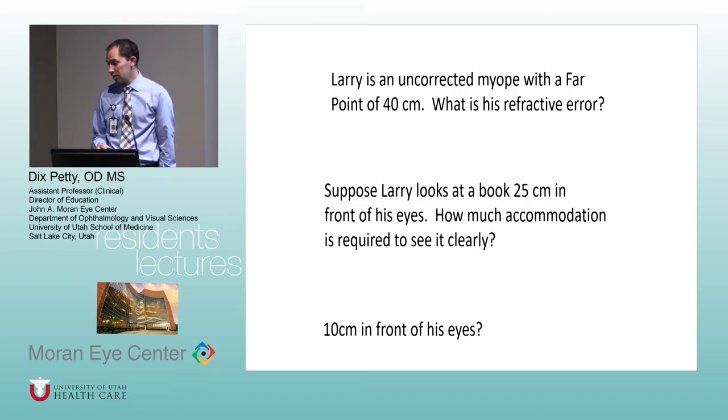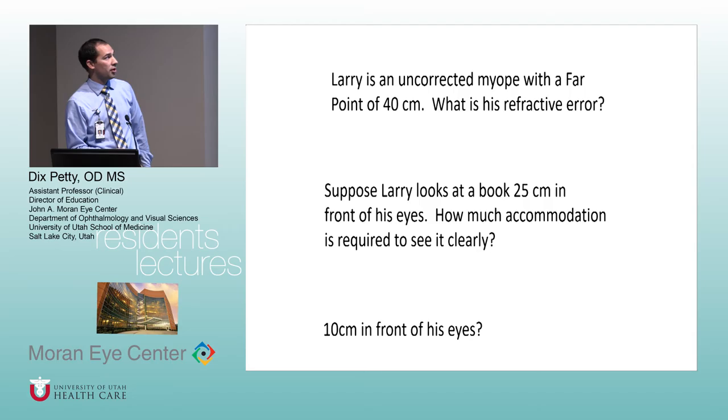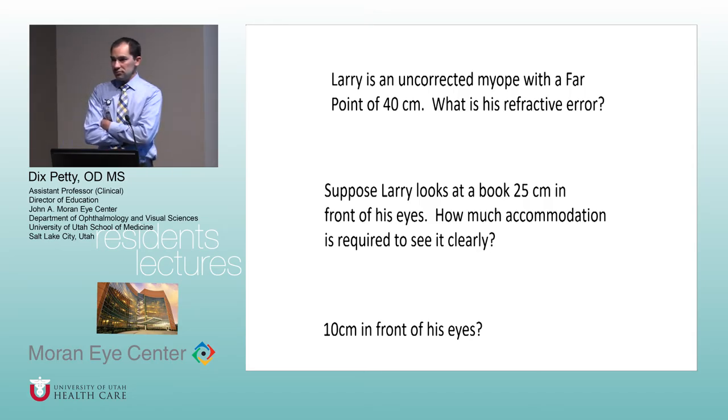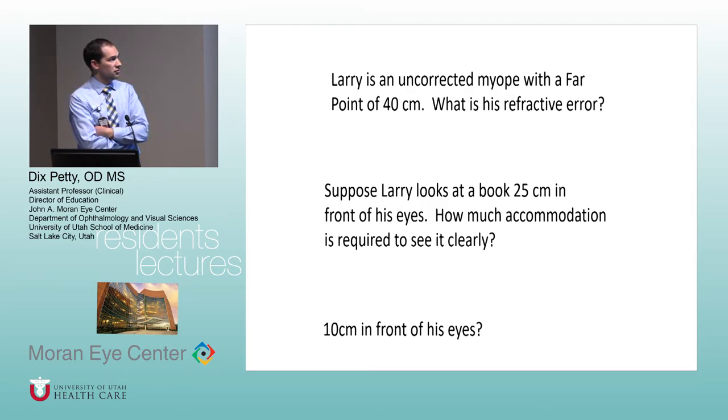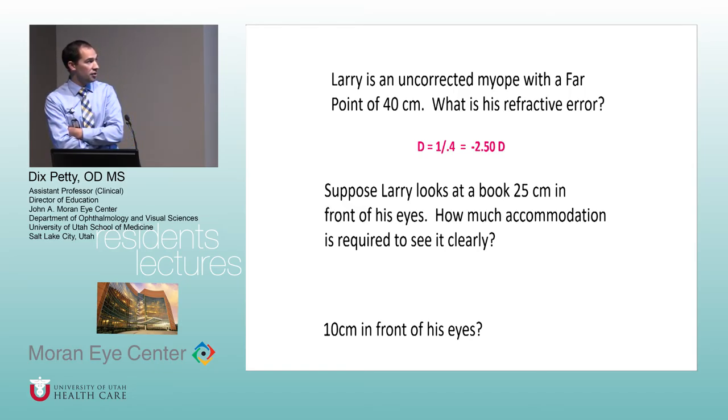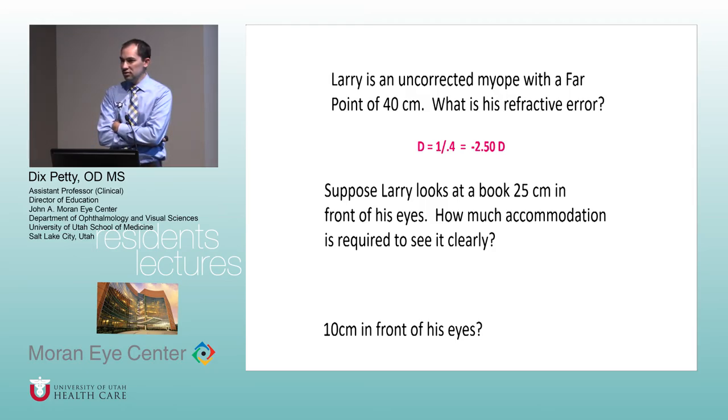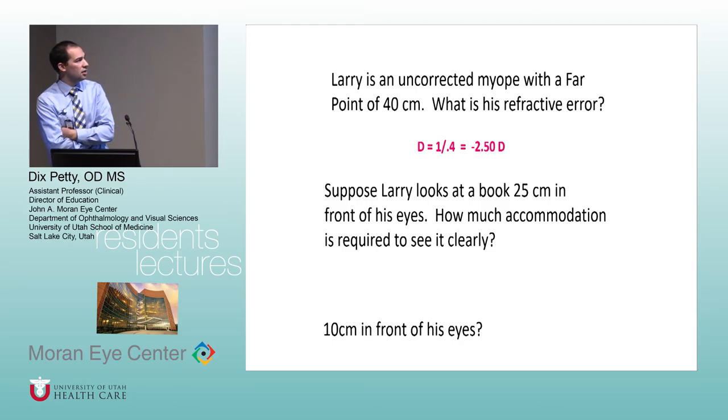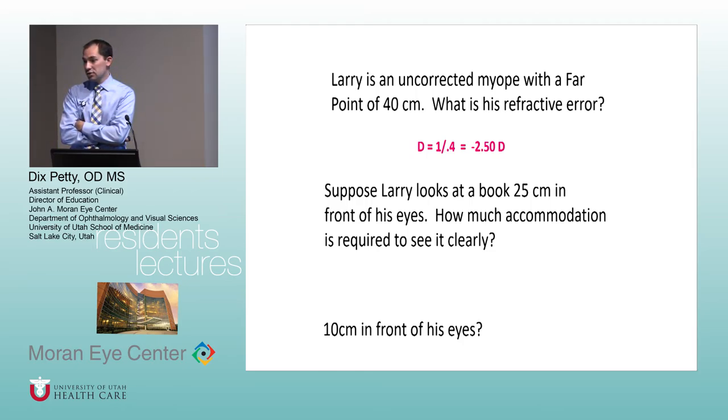Okay, so I'll let you just do this one real quick, and then we're almost done here. Larry is an uncorrected myope with a far point of 40 centimeters. What is his refractive error? Does anybody have it? Yeah, awesome. So suppose he looks at a book 25 centimeters in front of his eyes. How much accommodation would he need to see it clearly? This gets a little bit tricky. So how do we even set this up? So you did 1 over 25. So the amount of power that he needs is a minus 4, because he's trying to look at something 25 centimeters away. Exactly.